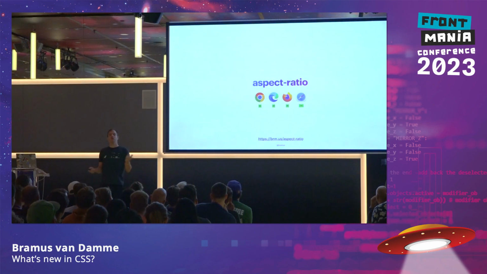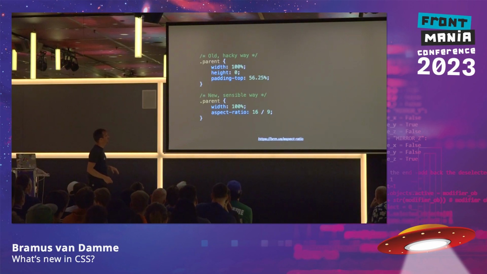Aspect ratio, we've all tried to do this, right? We've tried to give a box a certain aspect ratio. Hey, you here, be 16:9, so we set the width and the height, and then we set the padding top because the padding gets calculated against the width, and that's why it works. Oh, that's awful. Don't use that.